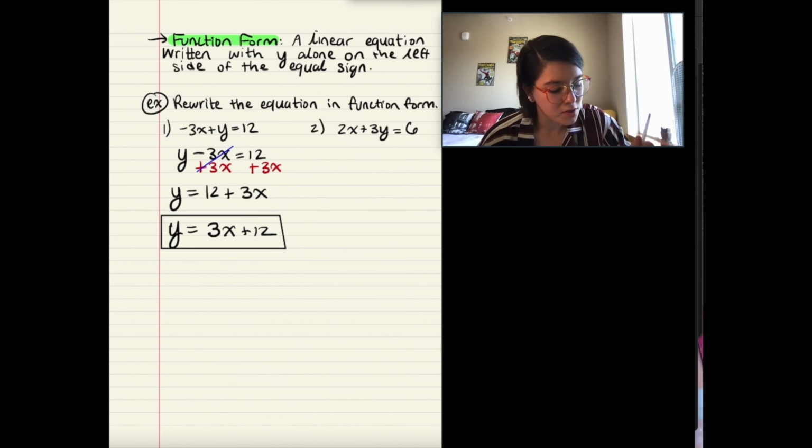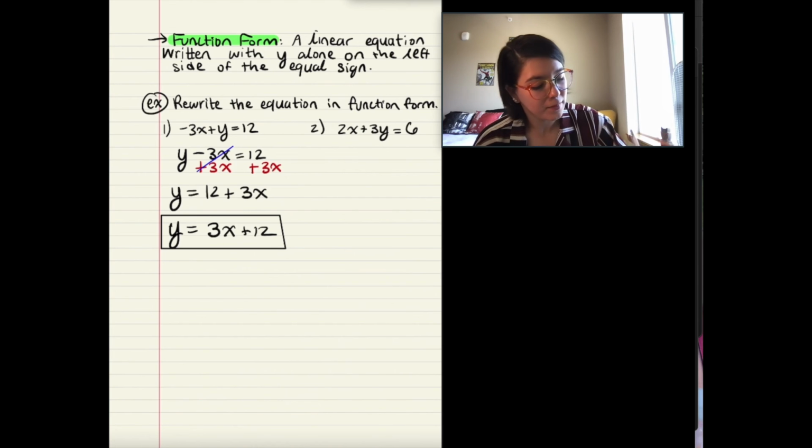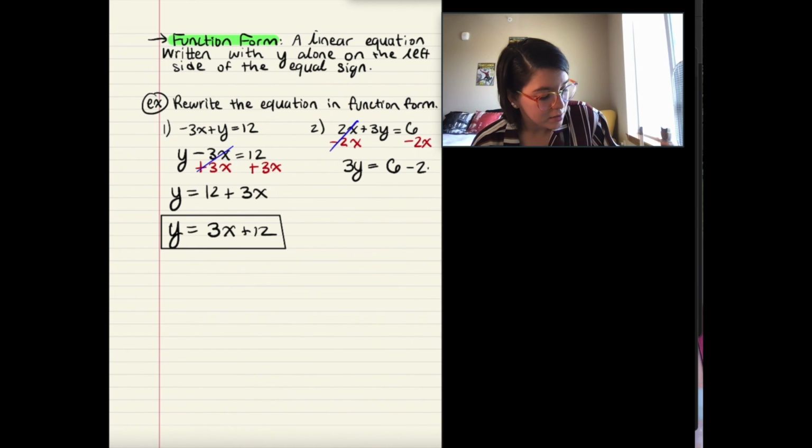So for number 2, we have 2x plus 3y is equal to 6. In this one, y is not on its own. That's how we needed to get it in function form. So we'll look at what's happening to it that makes it not on its own. The first thing I notice is it's being added to by 2x. So I'm going to do the opposite of that. The opposite of adding 2x would be subtracting 2x. And what we do to one side of the equation, we do to the other. So our 2x's cancel. We still have 3y on the left. But now we have 6 minus 2x.